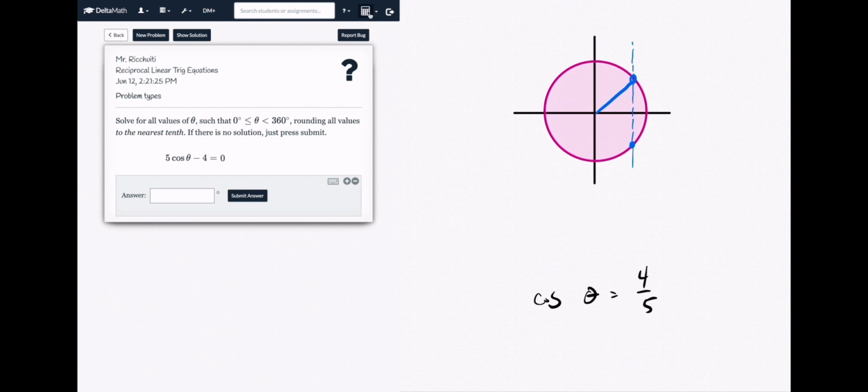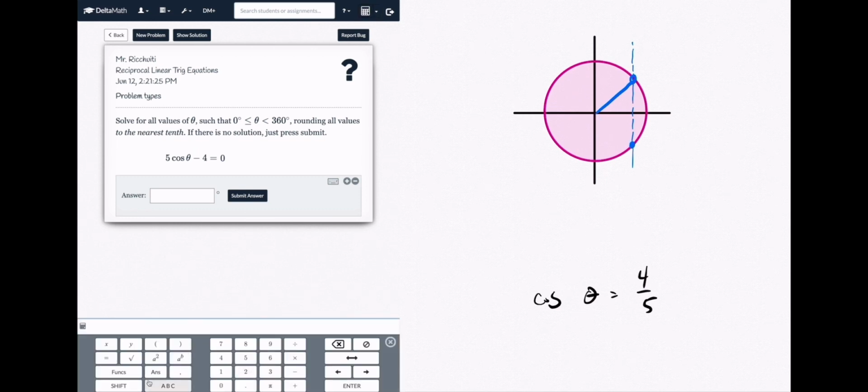To find this first solution in quadrant 1, we'll want to pull up our calculator and then press this functions button in order to use the inverse cosine function, making sure of course that we're in degree mode. In this case, we can type in the inverse cosine of 4/5, and we can see that we're getting back an answer of 36.9 degrees. And so, in quadrant 1, this must be a 36.9 degree angle.